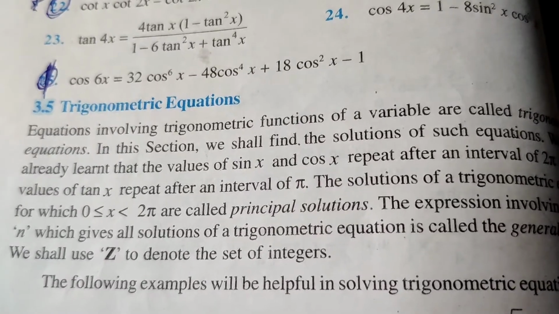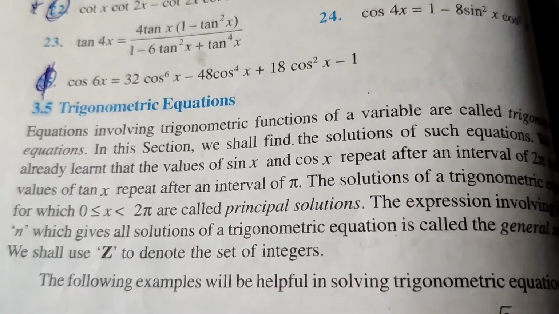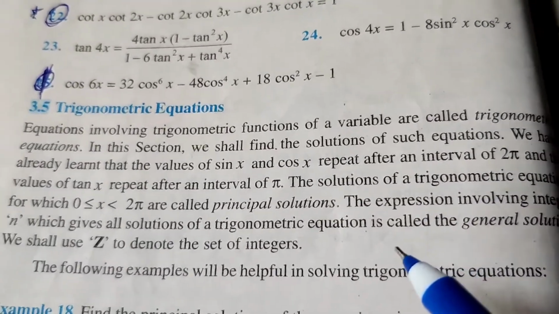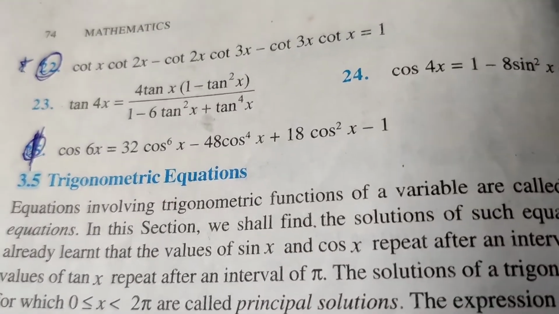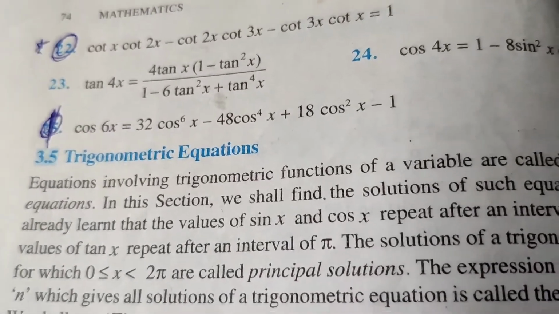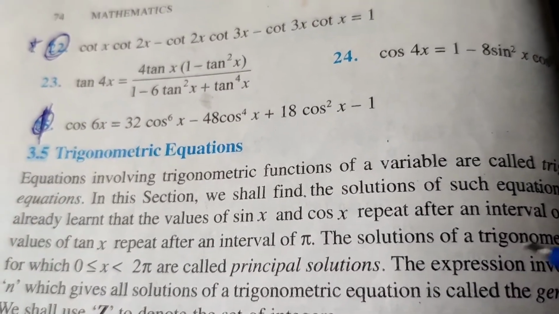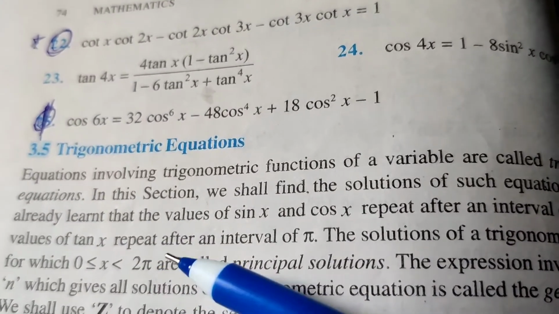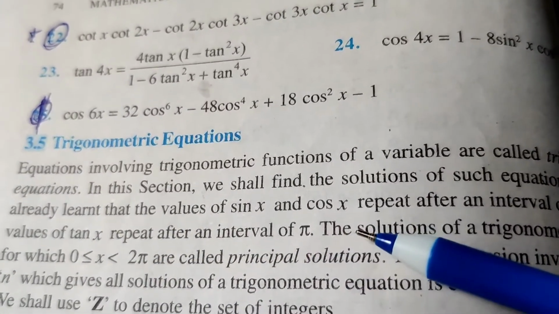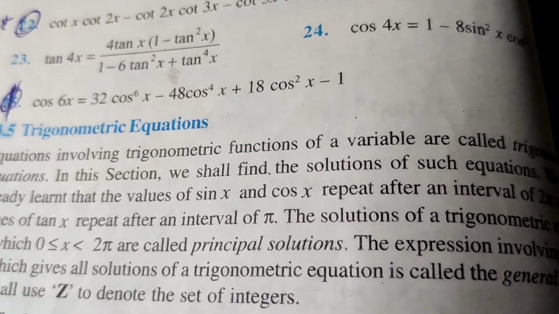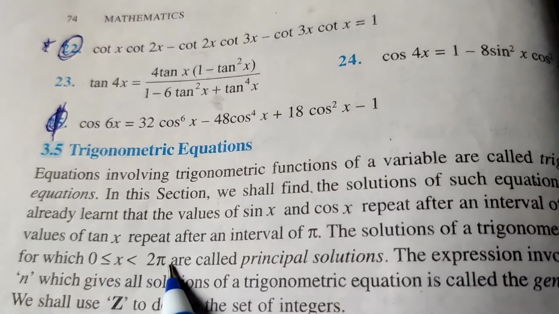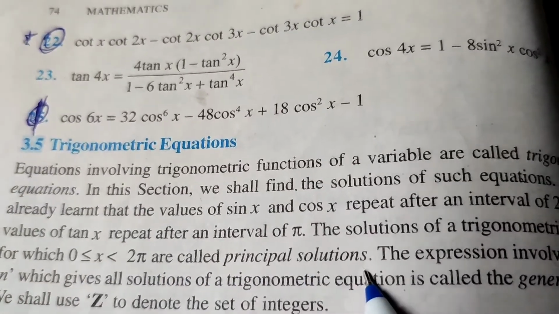Trigonometric equations. The equations involving trigonometric functions of a variable are called trigonometric equations. We know that the values of sin x and cos x repeat after an interval of 2 pi, and tan x repeats after an interval of pi. The solutions of the trigonometric equations for which x lies between 0 and 2 pi are called principal solutions.